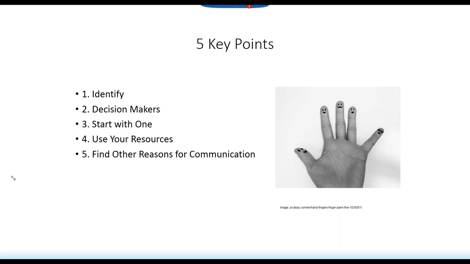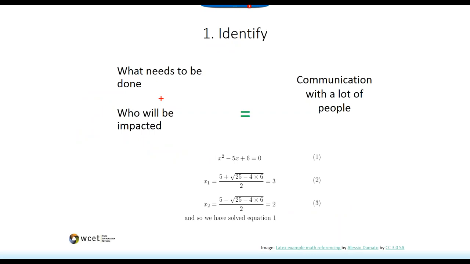Just as a quick overview, I'm going to be talking today about the following, which have been helpful to me. First, identifying the who and what of what I'm working with. My approach with what I term the "decision makers" on an issue, how it's been helpful to at least start with one, using resources that are readily available to me in my department, and finding other reasons to communicate with people or departments.